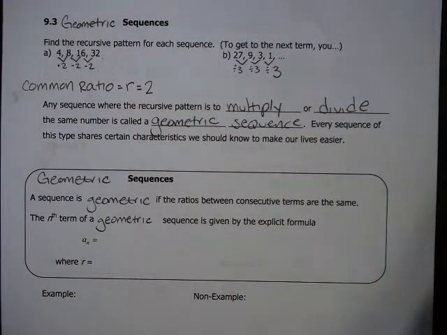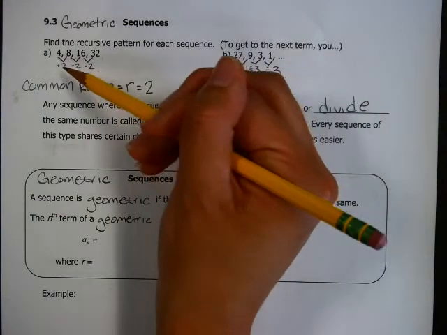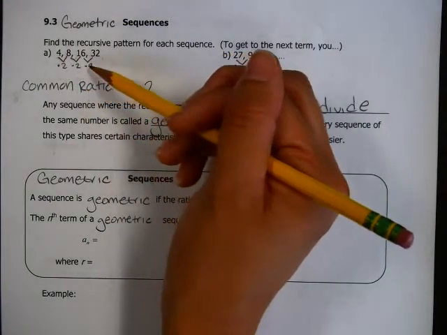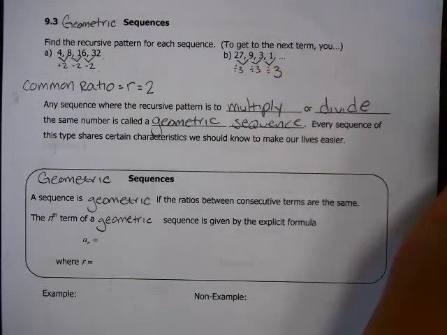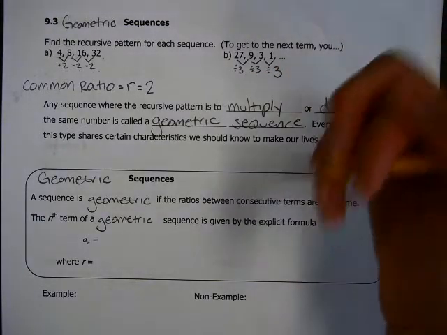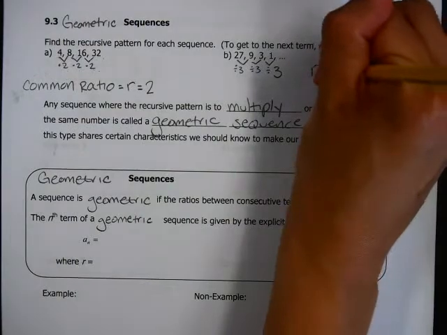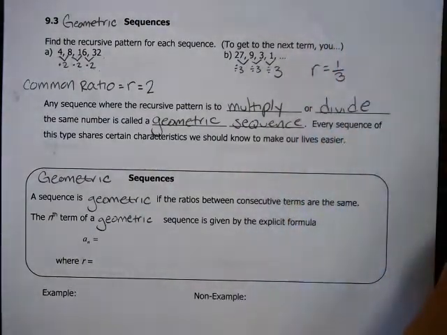Now the common ratio will always be what you multiply by to get from one number to the next. So for B, we were dividing by 3 each time. But if we wanted to multiply, we would have to multiply by 1/3.